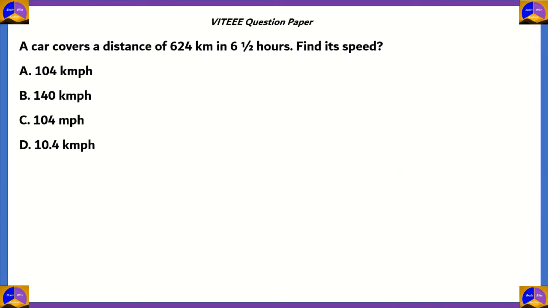Now we come to the final question of this introductory short episode. A car covers a distance of 624 kilometers in 6.5 hours. Find its speed. So this is again similar to the earlier question. Here we need to find the speed of the car. So here we have 624 kilometers as the distance, and the time is given to be 6.5 hours.